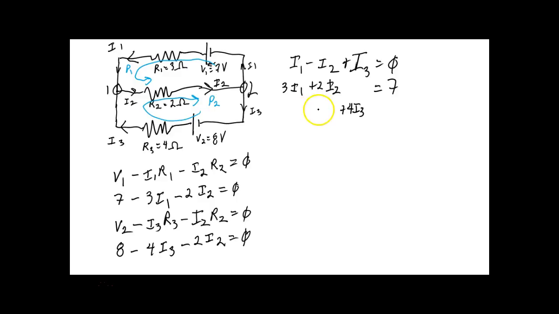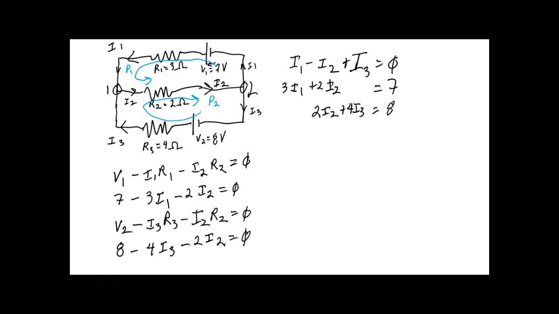Got the 4I3 in there. You may be saying, I can't hear, my hearing's bad. 2I2. You could put a plus in front of that if you wanted to, and that's equal to 8. Okay. Feel like a dentist here?